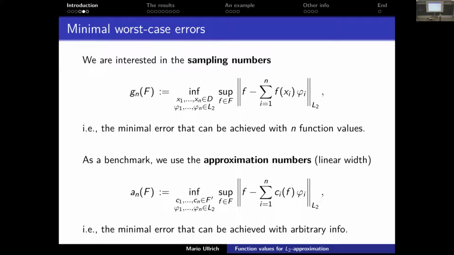And we want to know how small this can be, but this makes only sense if we have a comparison, and we compare that with the approximation numbers, which are also called linear widths. To be very precise, these are not the approximation numbers because approximation numbers are for operators, whatever. So the linear width here is the same quantity as above, but now we really allow arbitrary linear information, okay? So these are the two different settings here. a_n of F is the minimal error that can be achieved by a linear algorithm that uses arbitrary information, and the sampling number is the best we can do with function values.